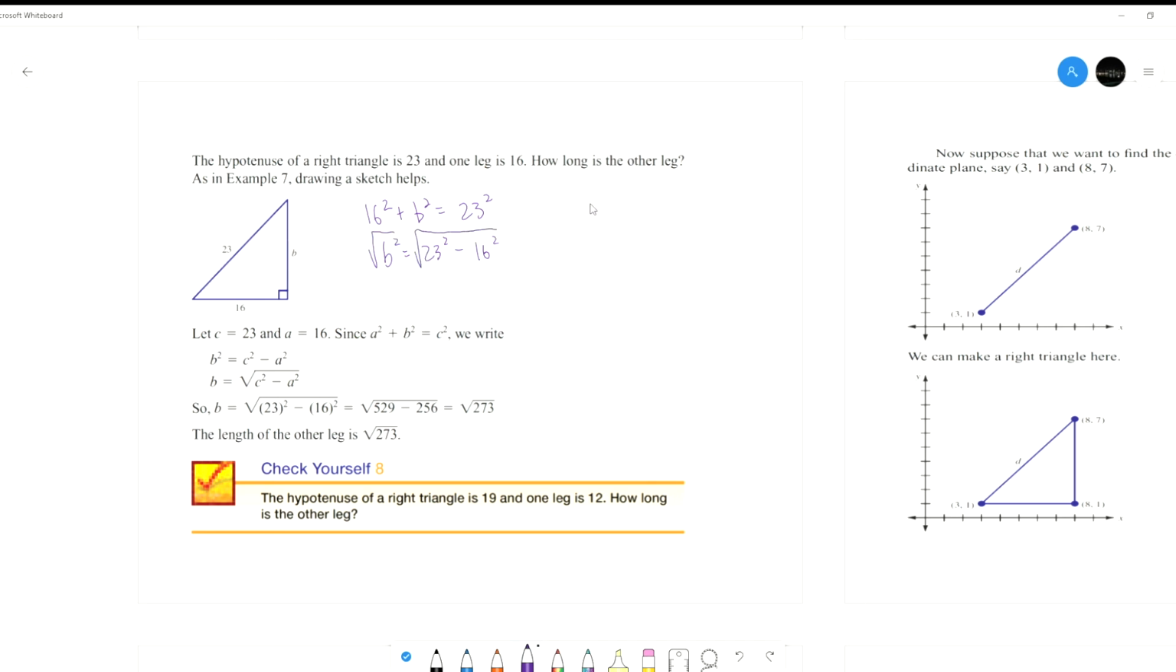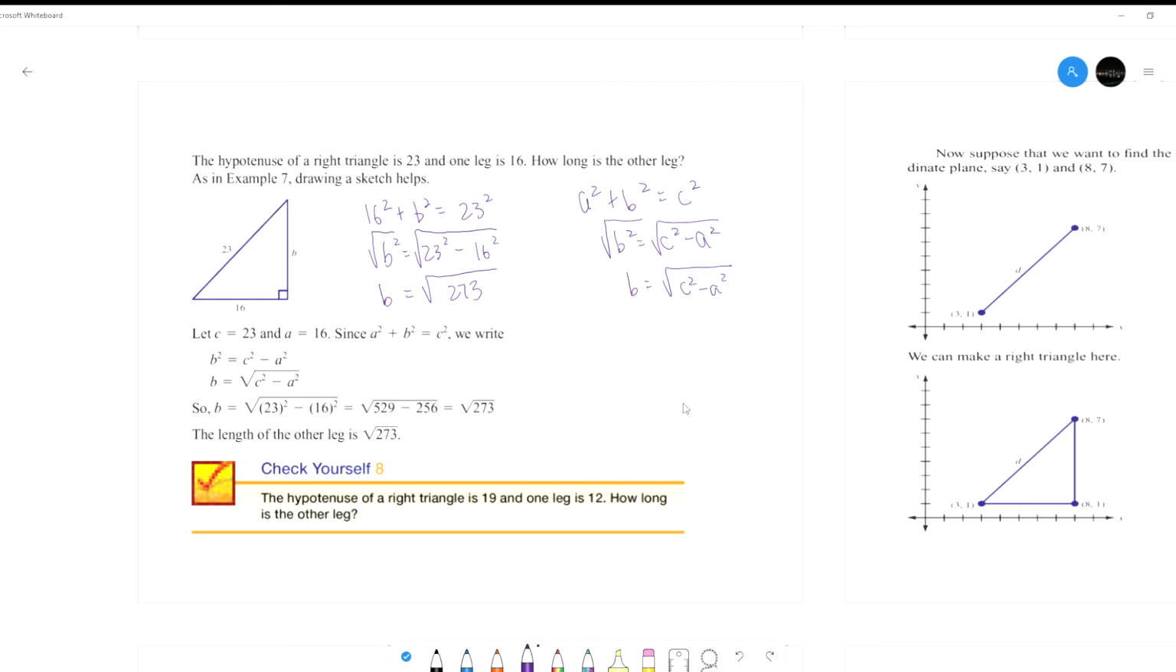So what does that really mean? It means when I had a squared plus b squared equals c squared, and I want to solve for b, I had to subtract, right? So b squared is equal to c squared minus a squared. And then you can square root, so b is equal to the square root of c squared minus a squared. So that's what we did right here. So 23 squared, right, minus 16 squared. So that comes out to 273. B is equal to the square root of 273.